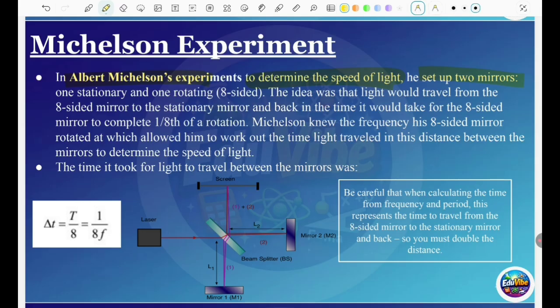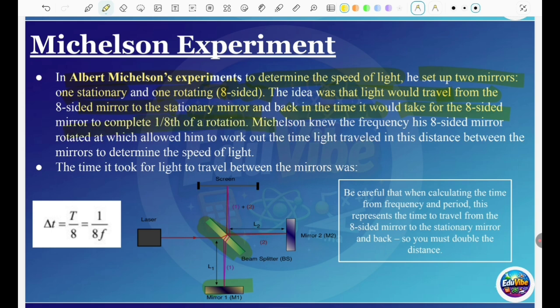So they place two mirrors, one stationary and one rotating. You see that one is the stationary mirror and one is the rotating mirror. The rotating one is an eight-sided mirror, like an octagon shape. The idea is the time it takes the light to travel from the eight-sided mirror to the stationary mirror and back is the time it takes for the eight-sided mirror to complete 1/8 of a rotation.